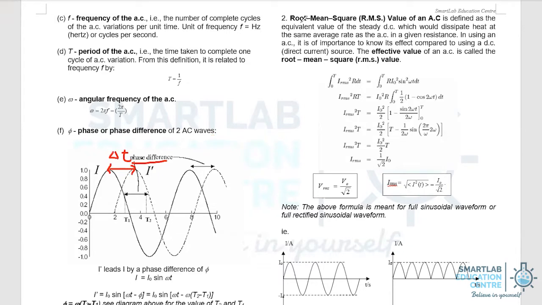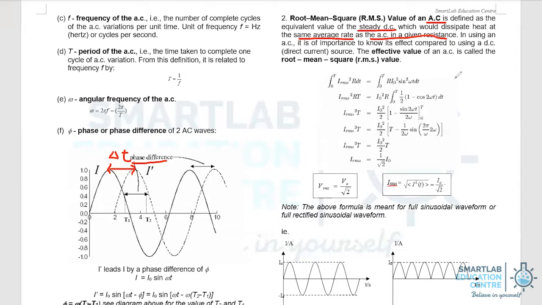Let's take a look at the root mean square value of an AC voltage or AC current. Firstly, the root mean square value of an alternating current is defined as the equivalent value of the steady direct current which dissipates heat at the same average rate as the AC current in a given resistance. What that means is that if the root mean square value of an AC current is 5 amperes, the amount of heat energy dissipated would be the same if we were to replace it with a direct current, or a battery, that has a 5 ampere current passing through it.